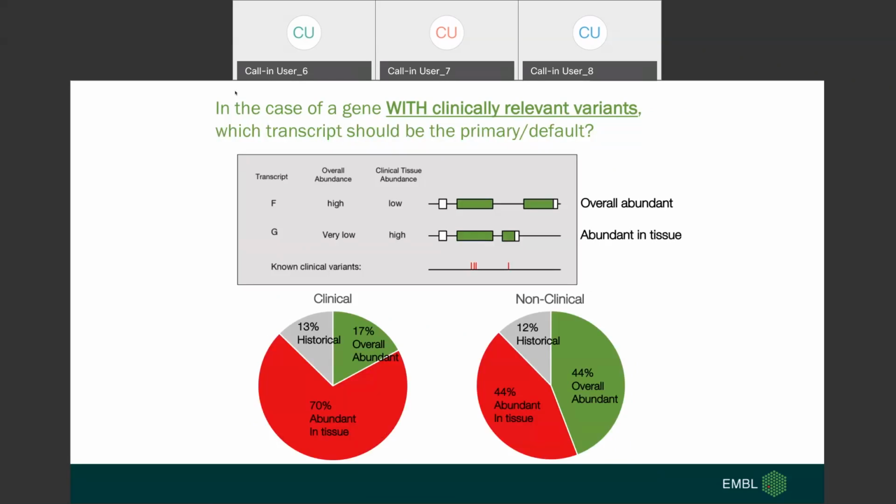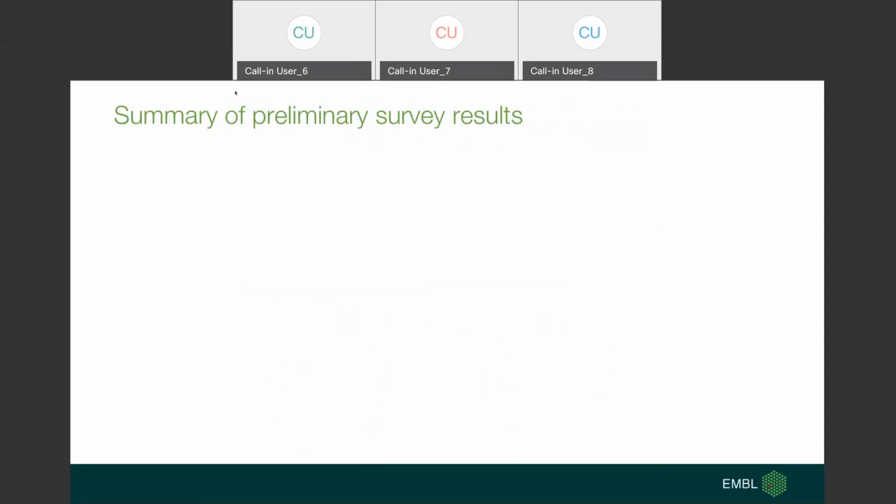And again, here we saw a difference. The clinical community preferred, by and large, the transcript that has the abundance in the clinical tissue, whereas for the non-clinical, it was a toss-up between the most abundant overall or the one in the tissue. So obviously, these results were conflicting, but what we learned from it is that we cannot make everyone happy. So this project needed to suit all the communities, but we knew that in selecting one, it would be very difficult to pick a transcript that made everybody happy.